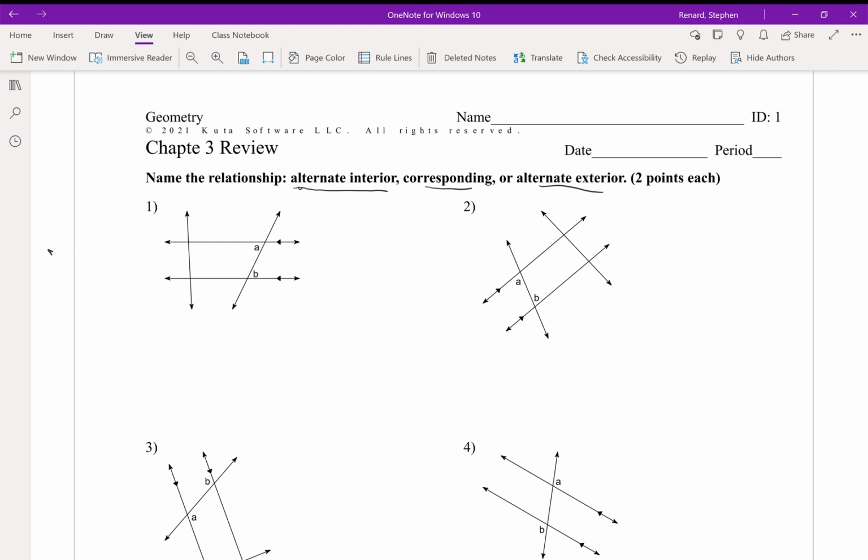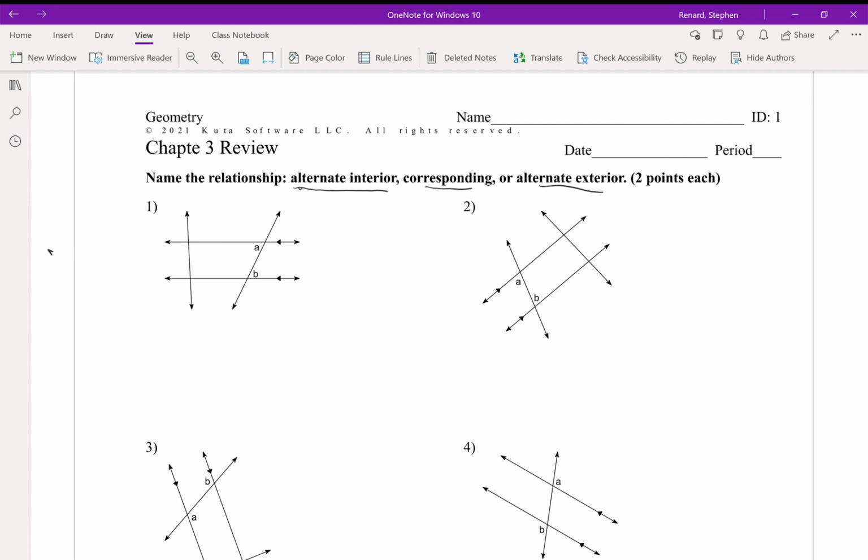A common mistake on the last test was that people would see words that weren't even options, like alternate interior. Alternate interior was given as an option for the multiple choice, but because we hadn't gone over what alternate interior angles were, I'm never going to quiz or test you on something that you don't know.